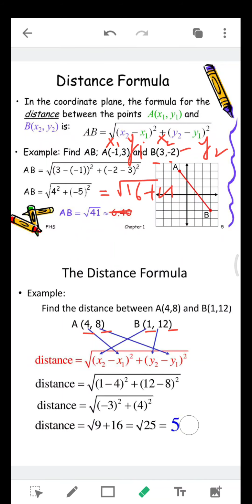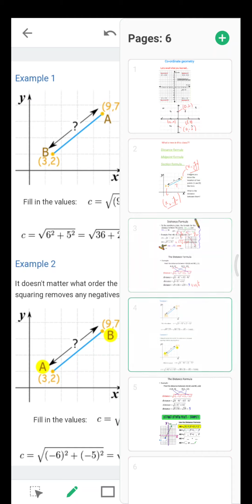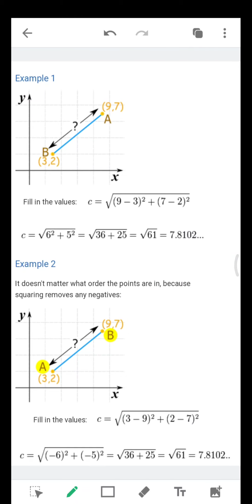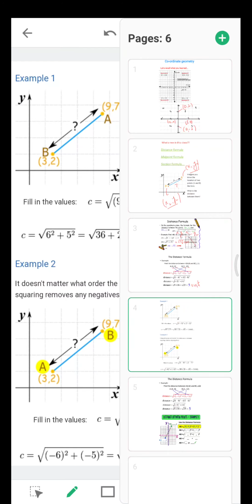So that is 9 plus 16, that is 25, and you can write it as 5 units, because you should always write units, because we don't know whether it is in centimeter, meter or kilometers. Let's have a look at another example. You can name it as distance or you can name it as C. Okay, this formula is derived from Pythagorean theorem, okay. So Pythagorean theorem is used to derive the distance formula.